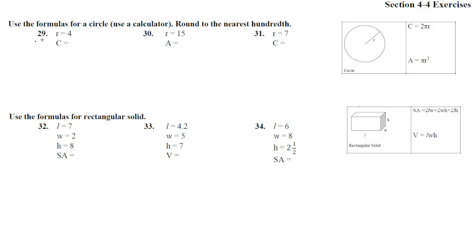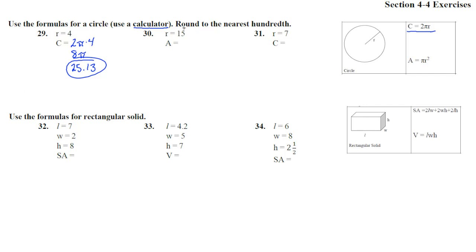Radius is 4. So notice we're going to use the C formula right here. C equals 2 pi r. So we've got 2 times pi times the radius, which is 4. Well, 2 times 4 is 8, so that's 8 times pi, but it does say to use a calculator to find that as a decimal. So we can only go that far, and then we've got to stick it in. 8 times pi gives us 25.1327. Let's go nearest hundredth, 25.13.